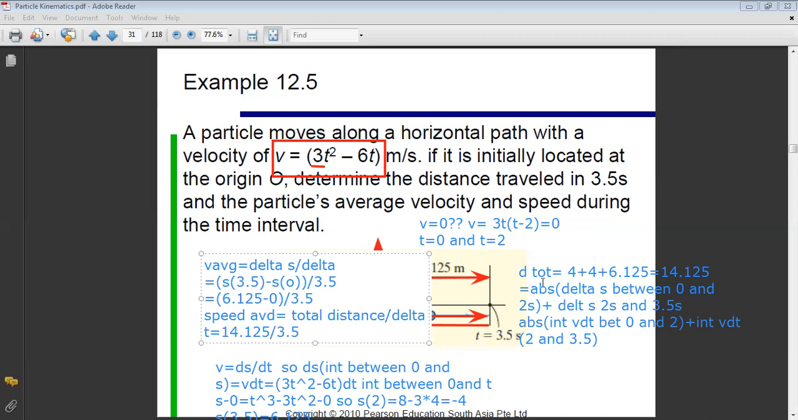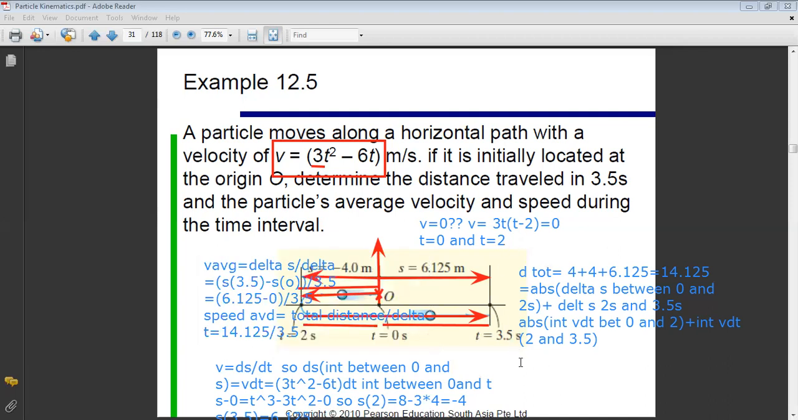Now here, just for the total distance, if you want, let us do it in calculation. So we said it's the absolute value of delta S between 0 and 2. Okay? So it is the absolute value of S at 2 seconds minus S at 0 seconds. Okay? And plus, for the delta S between 2 and 3.5, it is S at 3.5 minus S at 2.